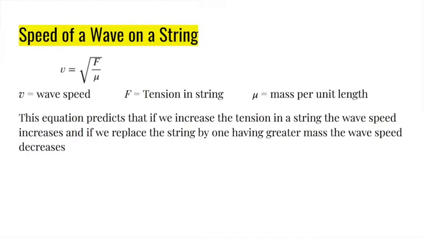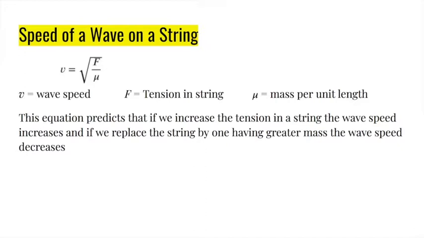Okay, it's saying that if we increase the string tension, then the speed of the wave will increase. So in other words, in the stringed instrument example, if you have a higher tension string, you get a higher sound, a higher frequency sound. On the other hand, if you increase the mass of the string, then you get a lower frequency sound. Okay, the wave speed decreases.